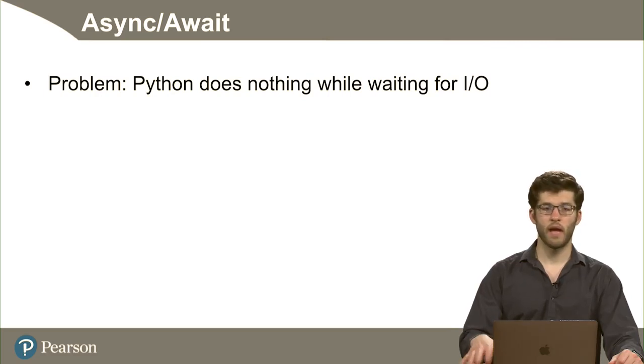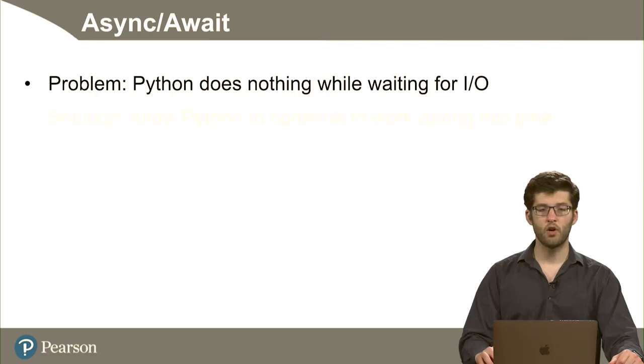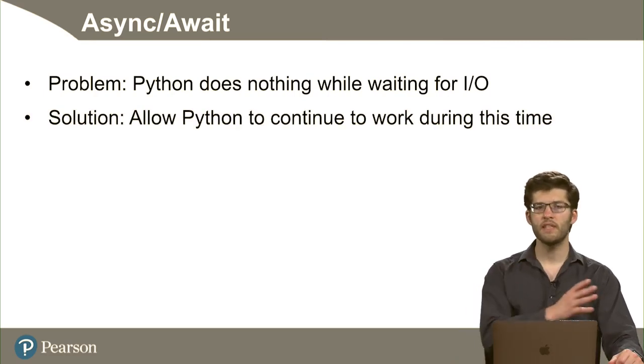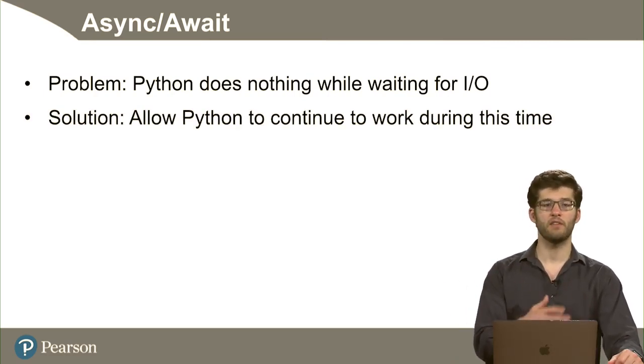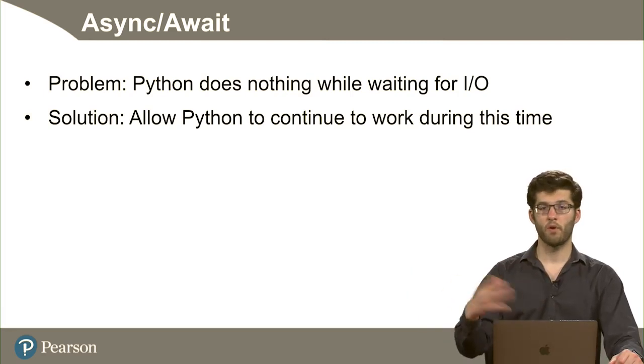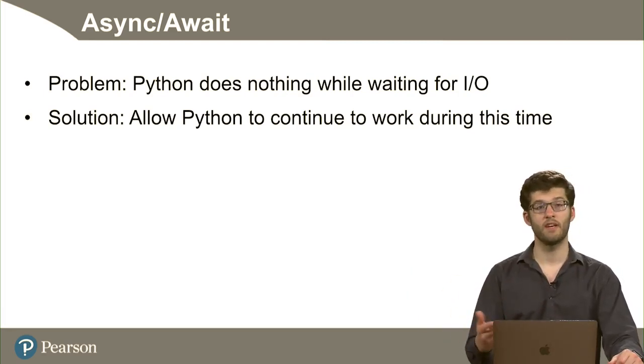So async await is a new syntax that was introduced to try and address that problem. The problem is, okay, Python does nothing while waiting for I/O. Is there some way that we could use that dead time to get Python to do other things? And this is what async await allows us to do, is to say, while we're waiting for that request to come back, here are these other things that we could do in the meantime. We can continue to work.